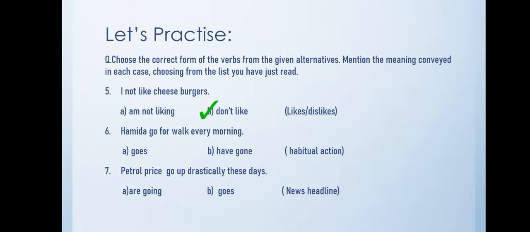Sentence number 6, Hamida go for work every morning. So what is the mode of the sentence? What does the sentence say? The sentence says about a habitual action. So we have to choose the option which is in simple present tense. So which option are you going to choose? Yes, I know you have done correctly. Let's see whether you have done correctly or not. It goes, Hamida goes for work every morning.